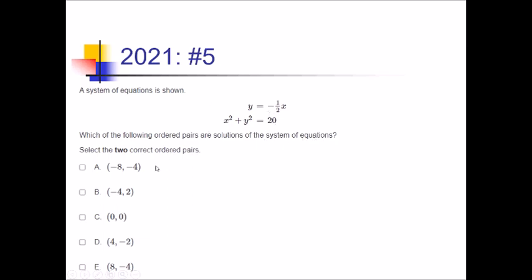Now, they gave us a list of 5 different possibilities, and they're telling us that 2 of these are actually correct. If I'm being totally honest, probably the fastest way to do this is just to plug all of these into both of these equations until we can eliminate 3 of them. That'll happen pretty quickly. Like right off the bat, if you plug 0, 0 into this second one, 0 plus 0 does not equal 20.